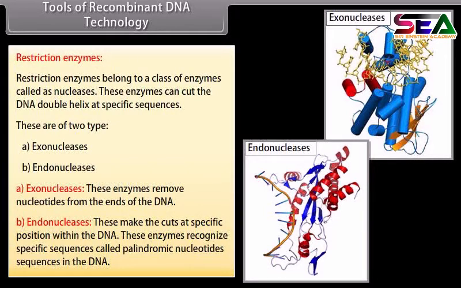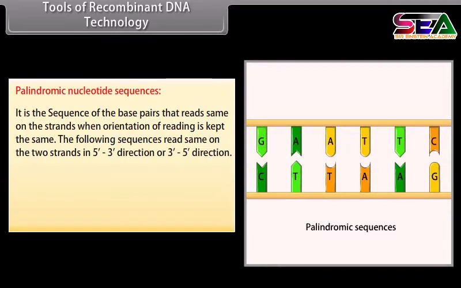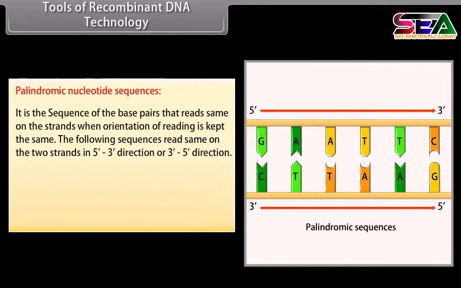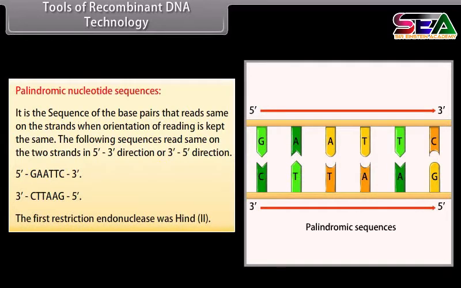These enzymes recognize specific sequences called palindromic nucleotide sequences in the DNA. Palindromic nucleotide sequences. It is the sequence of the base pairs that read same on the strands when orientation of reading is kept the same. The following sequences read same on the two strands in 5' to 3' direction or 3' to 5' direction. 5' GAATTC 3', 3' CTTAAG 5'. The first restriction endonuclease was Hind II.